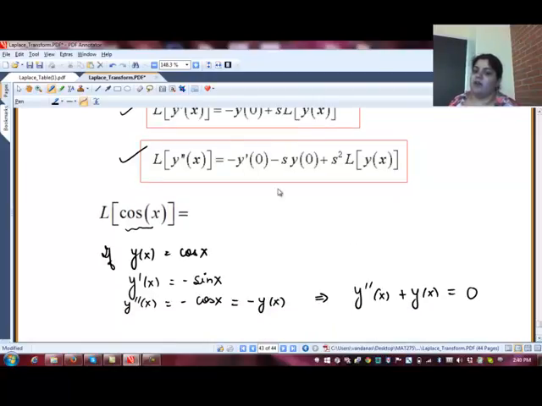Now let's specify y at 0 and y prime at 0. Y at 0, you know, because you know the function, y at 0 is 1. Cosine 0 is 1. Y prime at 0: y of x is cosine x, so you know what y prime at 0 is. What is it?